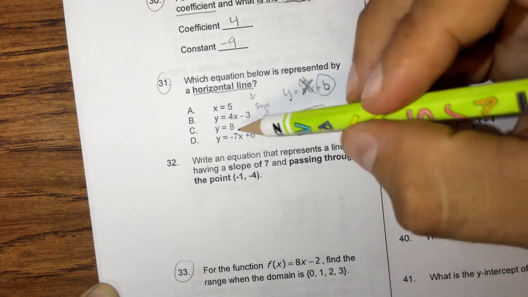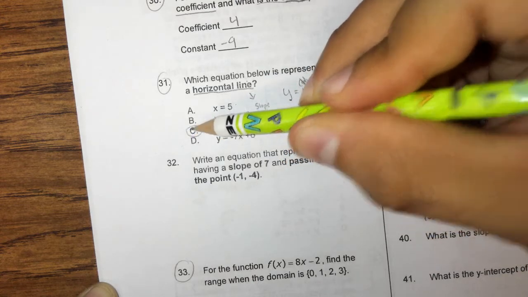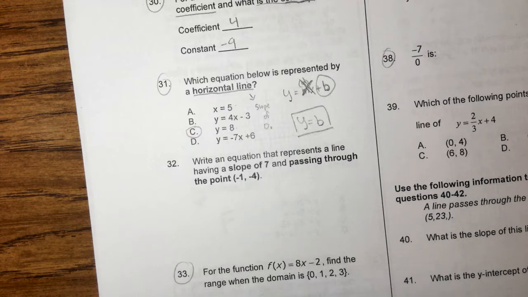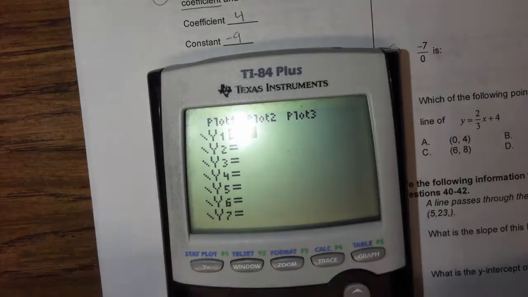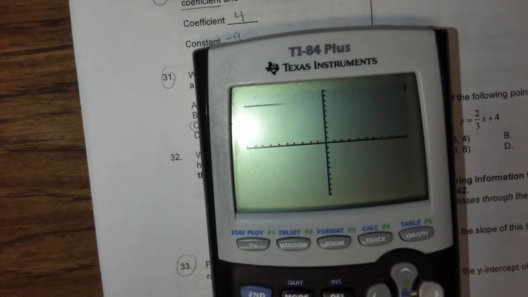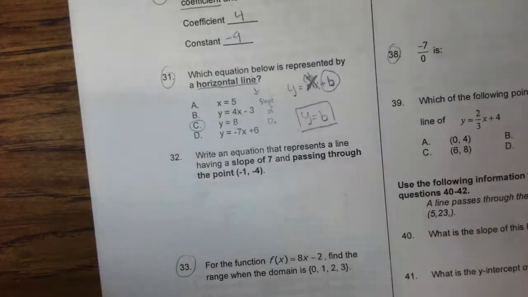So we go across. I only have one that has y equals b or y equals a constant. In this case, it's going to be c. Just to double check, we can go ahead and type it into our calculator. Let me go ahead and go to my y equals. Y equals 8. I go ahead and I hit graph, and you can see that line going just straight across. There's my horizontal line.